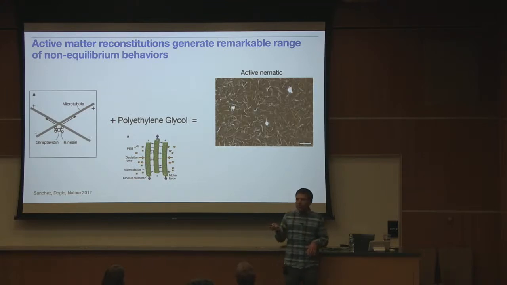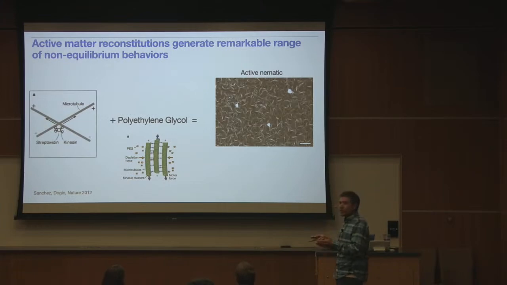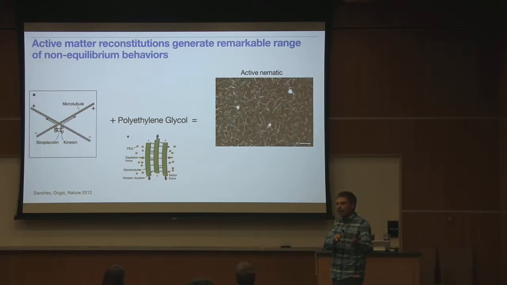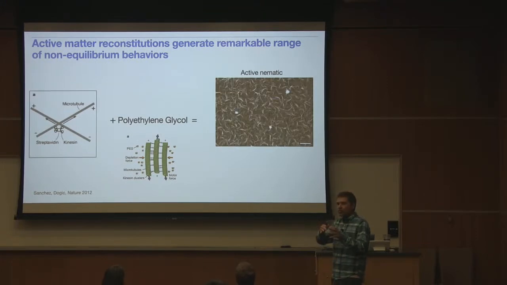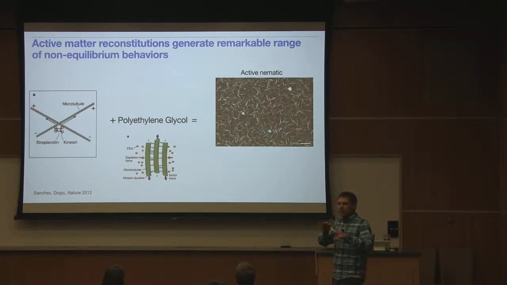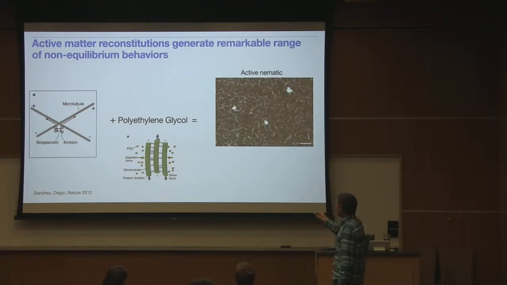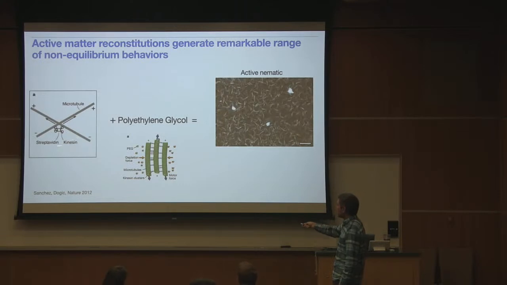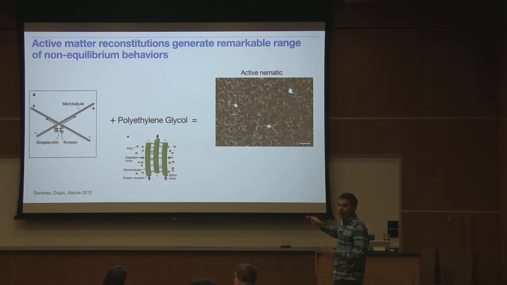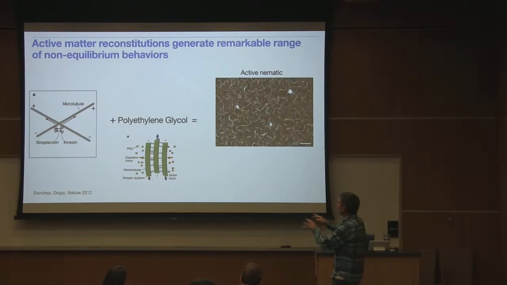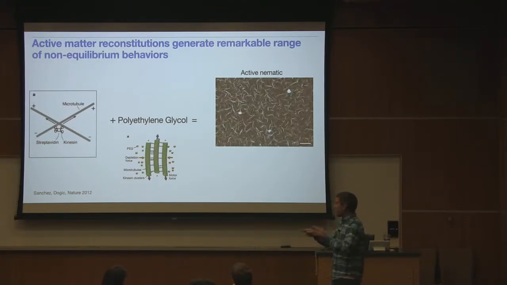Dogic showed that PEG causes this microtubule system to generate what they call an active nematic. What you see here are the microtubules, and they bundle and they beat in this incredibly chaotic, non-equilibrium fashion. The amazing thing about this active matter system is that you make one small change, and a totally new behavior happens. And so we have this remarkable substrate for starting to do engineering. We have one system, it can do many different phases.